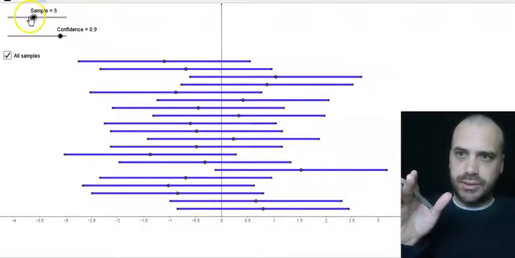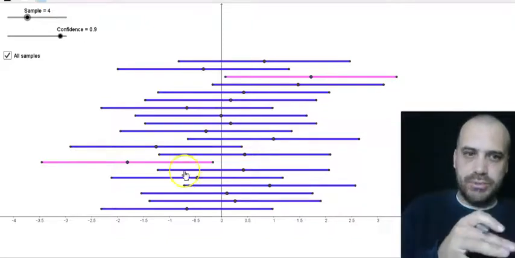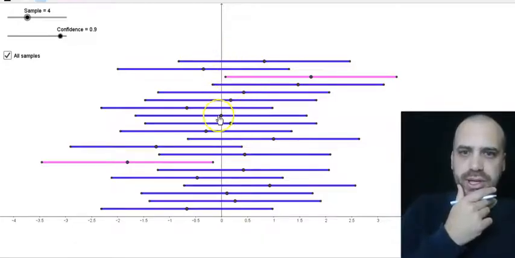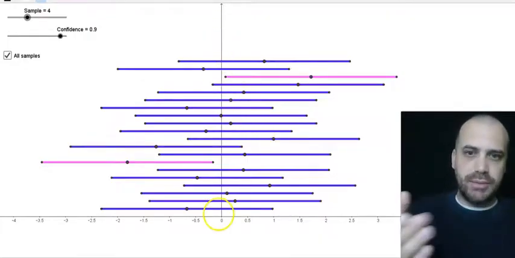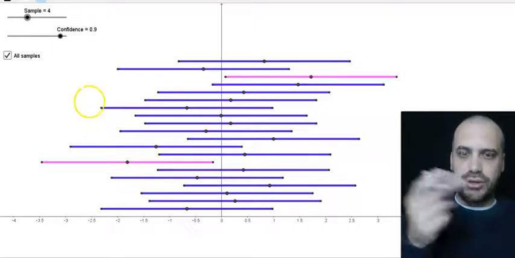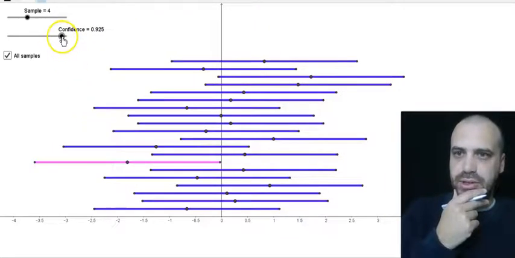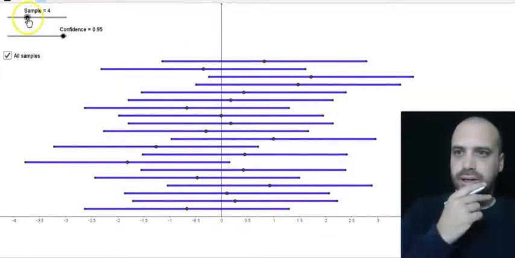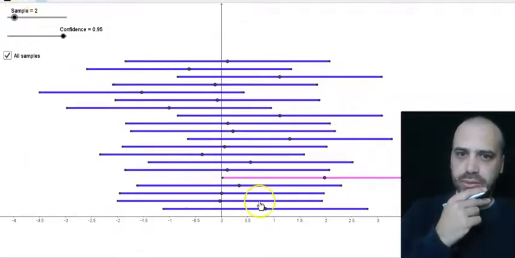Okay, I'm 90% confident that the population mean is contained within this interval that I've suggested. And given I've got 20 samples here and two of them are purple, I'm spot on here, right? 90% of them do contain the population mean, 10% of them don't. I can increase that confidence interval to like a 95% confidence, if I can get it. In this one, two of them are out. In this one, one of them is out.